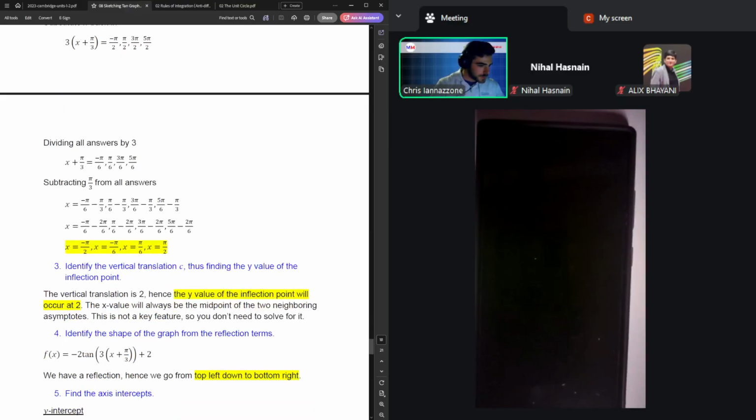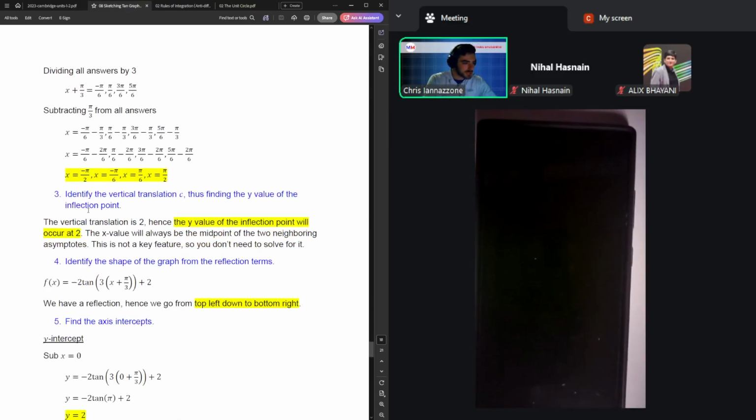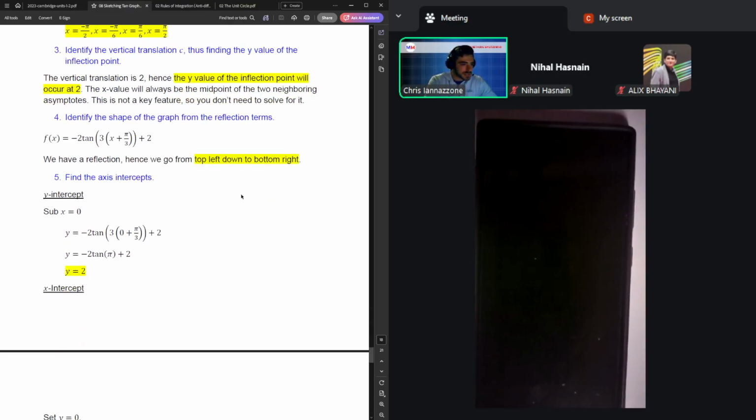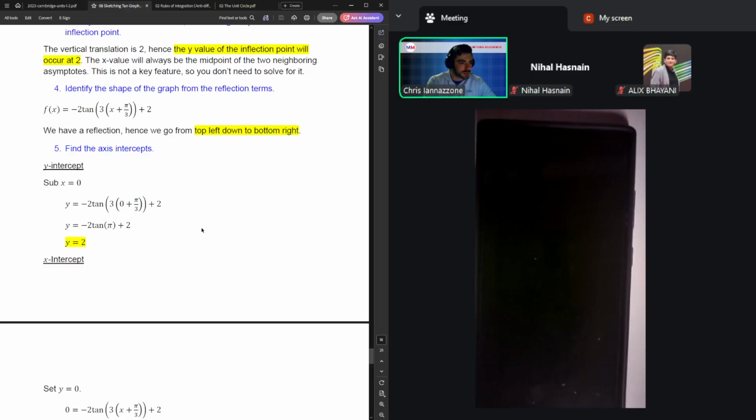Okay, next up, getting our inflection point. So the x-coordinate of it is always going to be dead center of our asymptotes, so that's fine. All we really need to care about is where the y value is going to be, and that's going to come from the vertical translation. We're shifting up 2, so the y value is now going to be 2. Nice and easy. From here, looking at reflection terms, there's only one of them, so rather than being a positive cubic, it's going to be a negative cubic shape. Going to go from top left down to bottom right.